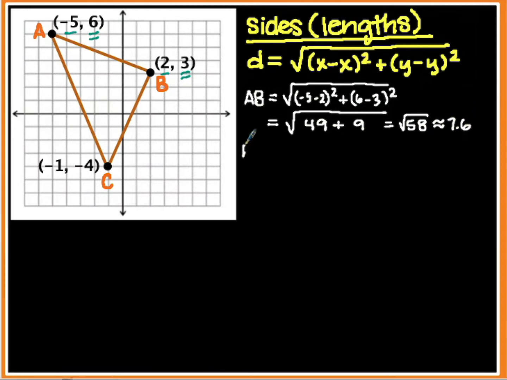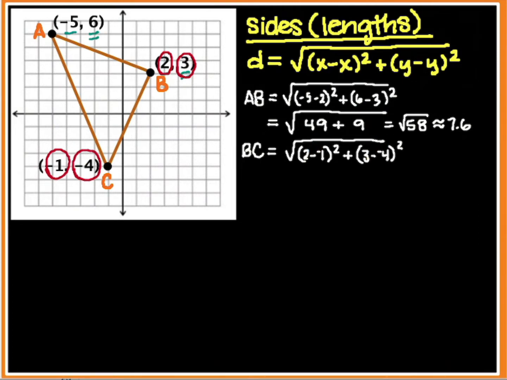Next, let's find the length of BC. Again, we'll take our x minus our x and our y minus our y. And this time I get a positive 3 squared and a positive 7 squared. And that matches the length of my first one.